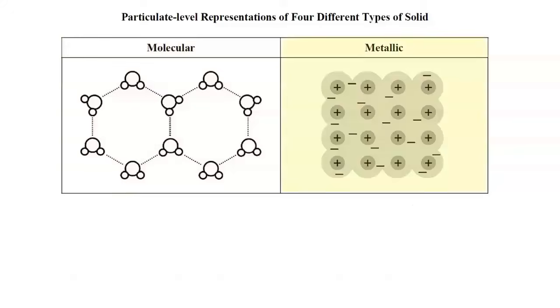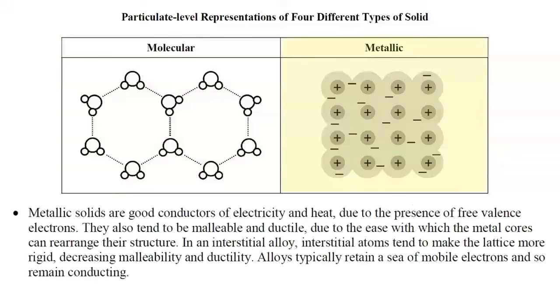And then metallic solids. Metallic solids are good conductors of electricity and heat due to the presence of free valence electrons. They also tend to be malleable and ductile due to the ease with which the metal cores can rearrange their structure. In an interstitial alloy, interstitial atoms tend to make the lattice more rigid, decreasing malleability and ductility. Alloys retain a sea of mobile electrons and so remain conducting.